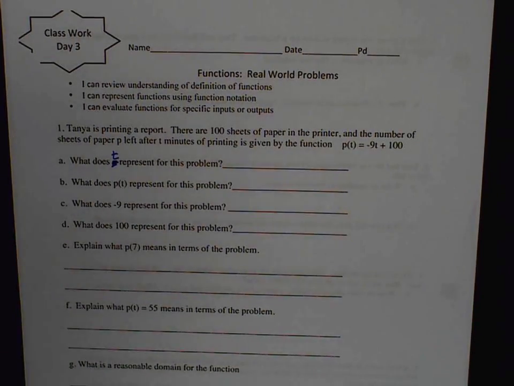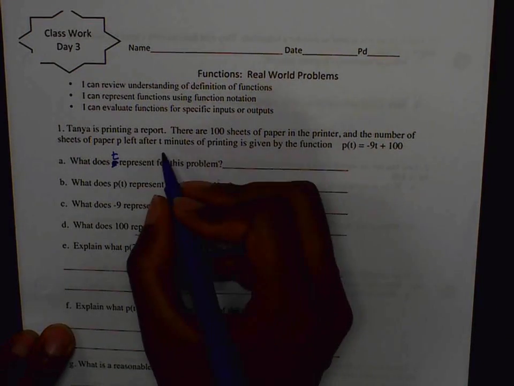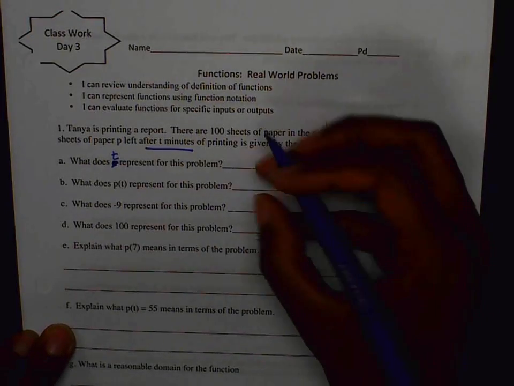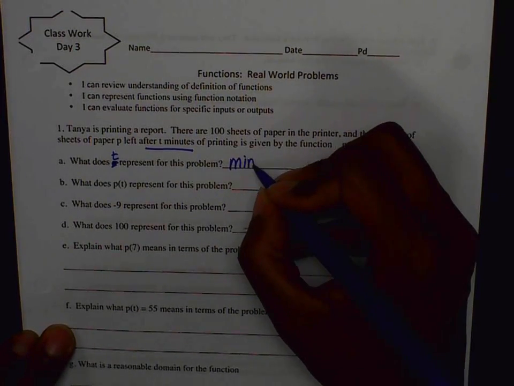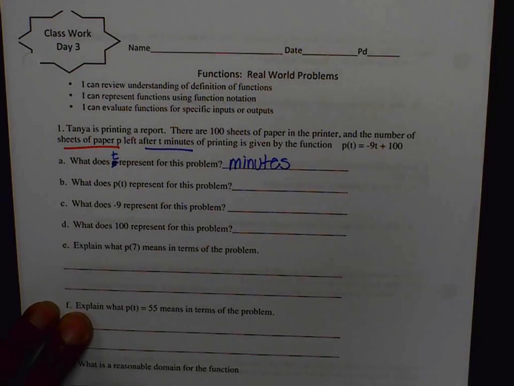And then I want you to take a second and read number 1. All right, so we want to know what T represents in the problem. And T is going to represent our minutes. And what does P of T equal? P of T represents in the problem whatever the total amount that we're looking for is, and that's going to be the sheets of paper left.